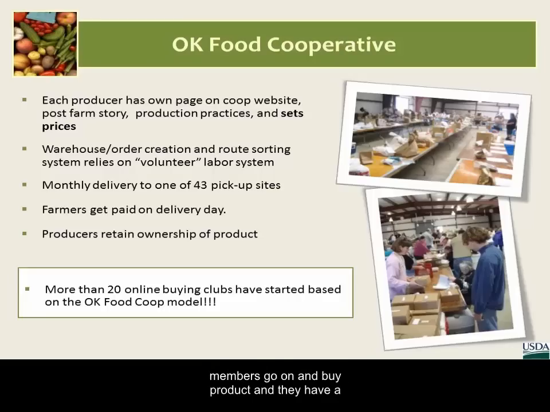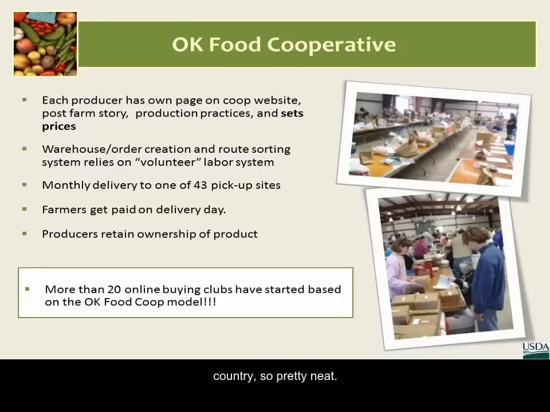And then you have the consumer members go on and buy product, and then they have really just an amazing aggregation logistics feat of bringing all these products from all these producers together and then customizing each of those orders and getting them out to around 43 drop-off sites across the state. And this model has been replicated quite successfully. In fact, since last looking at their site, where they list other folks who are doing something similar, about 20 or so of these online buying clubs using this cooperative structure have emerged across the country.